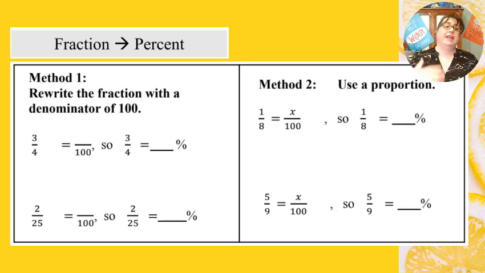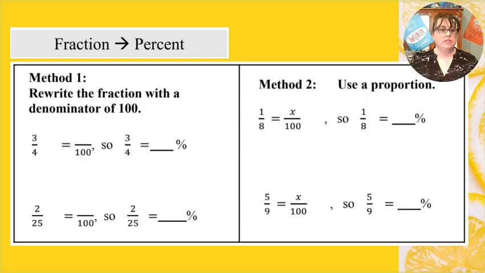So let's begin with looking at how do we change a fraction to a percent. There's two basic methods that we're going to look at today. The first one is method number 1, and it's to rewrite the fraction with a denominator of 100. So we're looking at equivalent fractions.